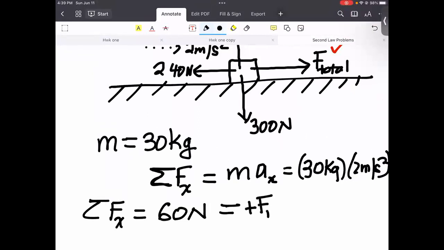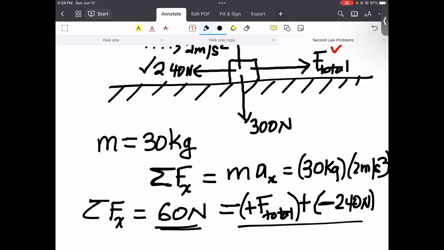So F total, we have to add the frictional force, the 240 newtons, this one. That one is acting to the left, so put a negative sign to indicate that it's acting to the left, then 240 newtons. All right, so this is equal to everything here. This equation will help me to find the total amount of force.